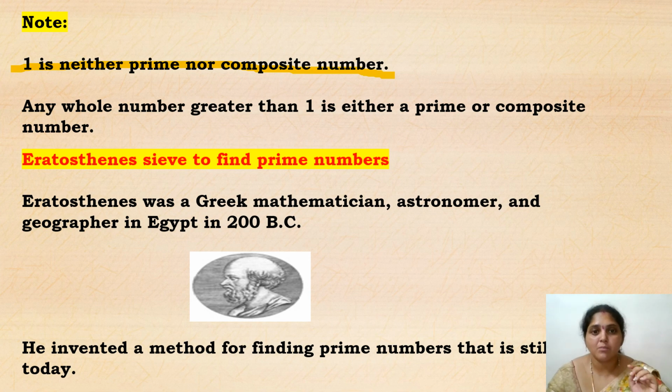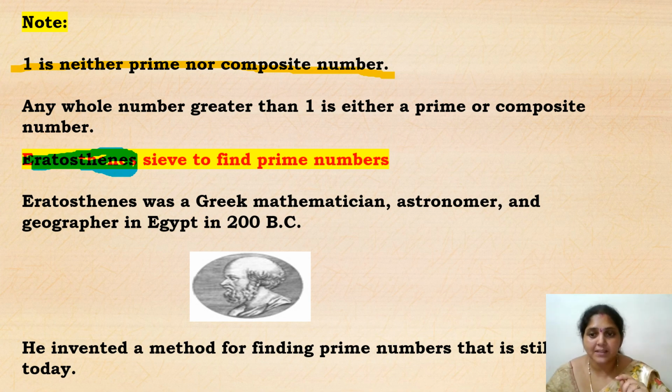We have one more way of identifying prime numbers. What is that identification of prime numbers? Eratosthenes. He is a famous Greek mathematician. He was also an astronomer and a geographer in Egypt in 200 BC. He invented a method for finding prime numbers that is still used today.